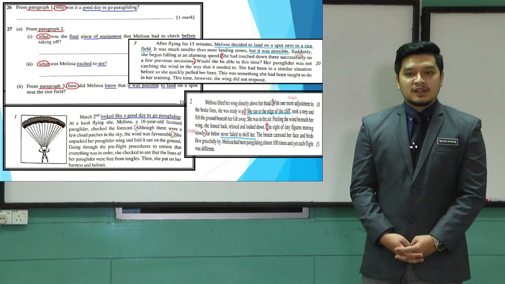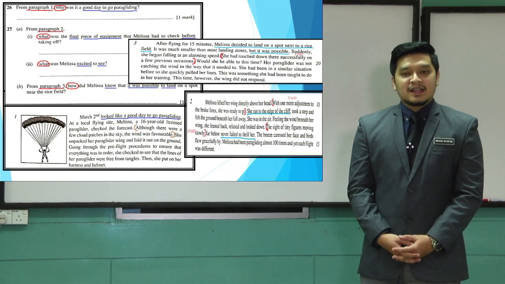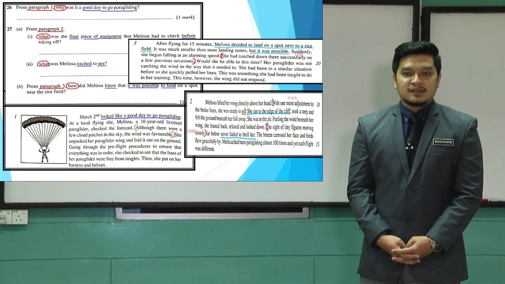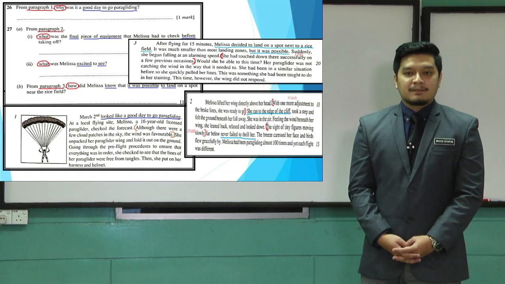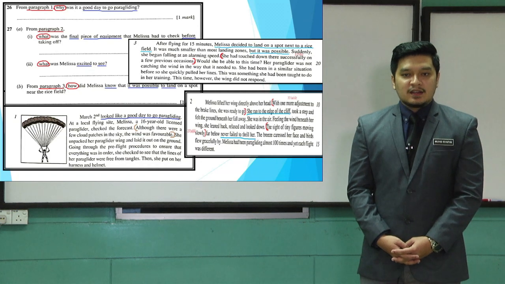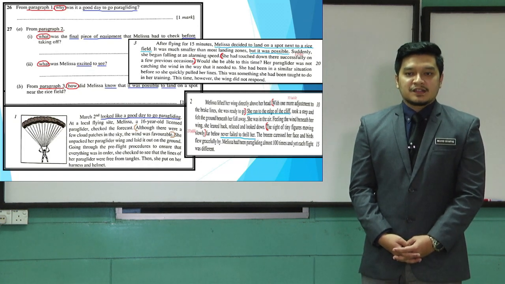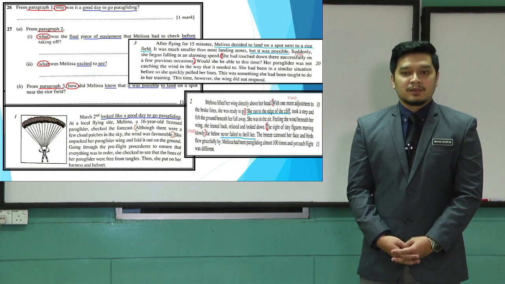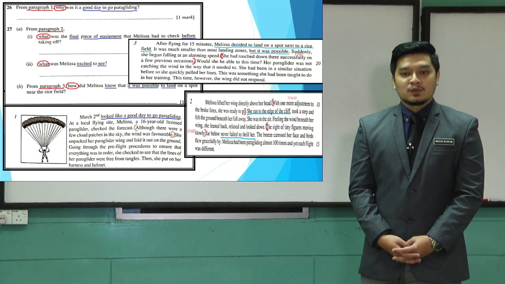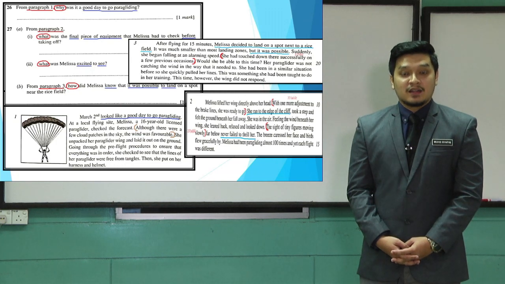So let's have a closer look at paragraph 2. Melissa lifted her wing directly above her head. With one more adjustment to the brake lines, she was ready to go. She ran to the edge of the cliff, took a step and felt the ground beneath her fall away. She was in the air. Feeling the wind beneath her, she leaned her back, relaxed and looked down. The sight of tiny figures moving slowly far below never failed to thrill her. The breeze caressed her face and birds flew gracefully by. Melissa had been paragliding almost 100 times, and yet each flight was different.